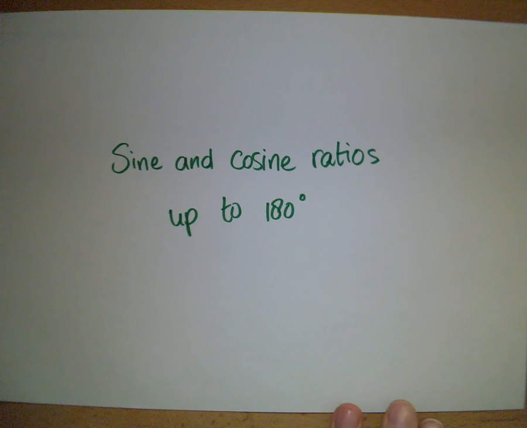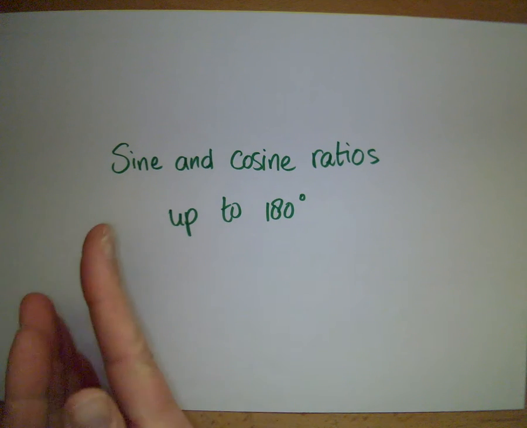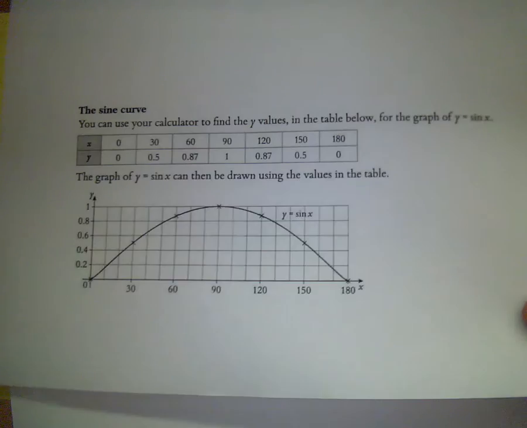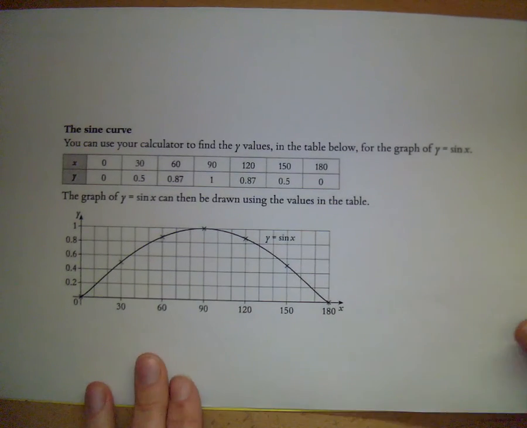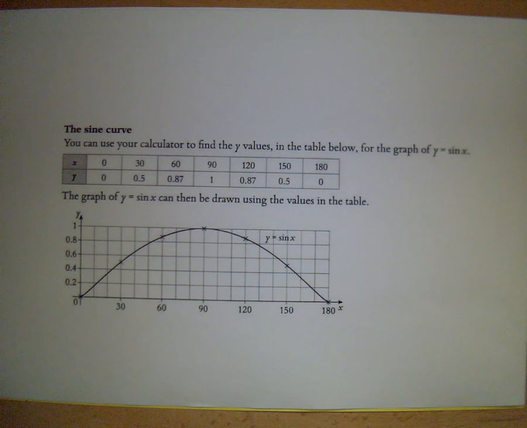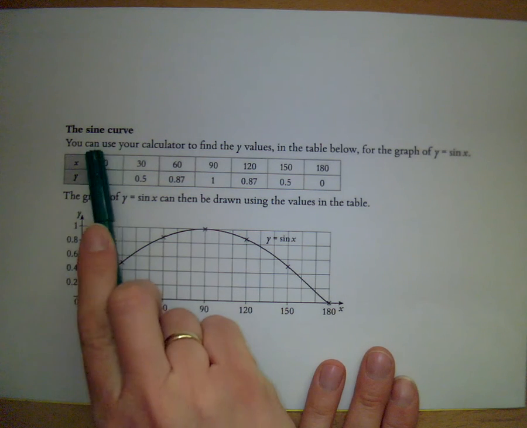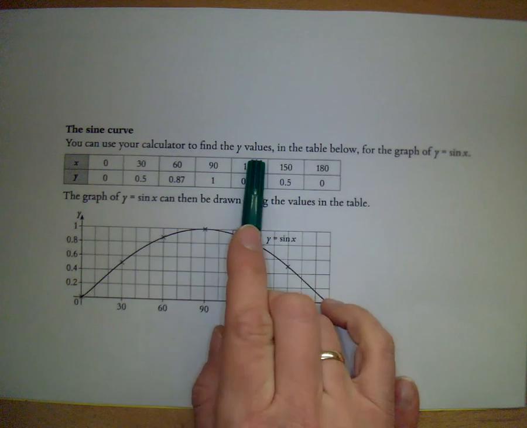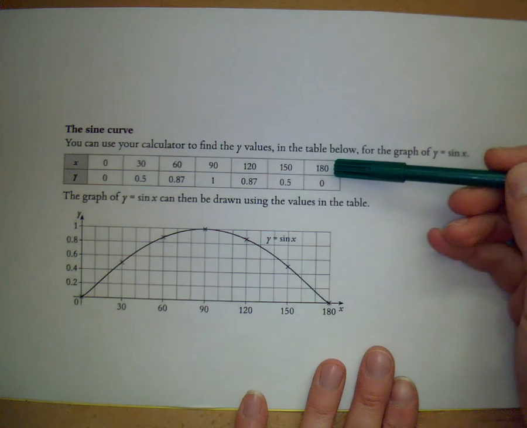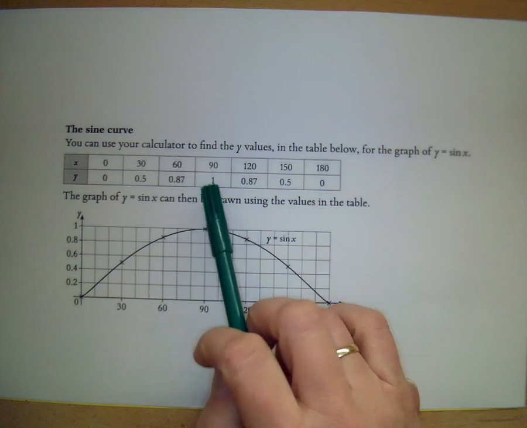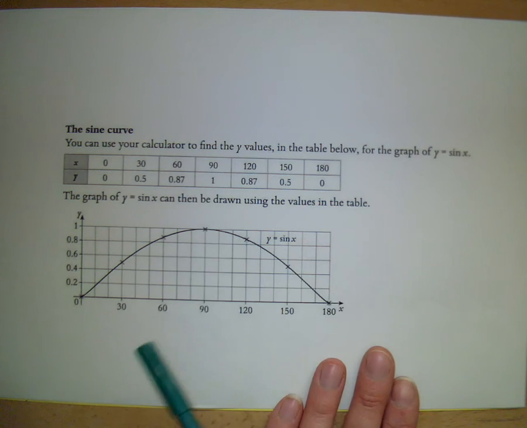We are going to look at the sine and cosine ratios up to 180 degrees. So from 0 degrees to 180 degrees, we'll look at the sine and cosine ratios. Sine. If you wanted to find the sine of these angles up to 180 degrees, we'd make jumps of 30 so that we have a couple of values between 0 and 180.